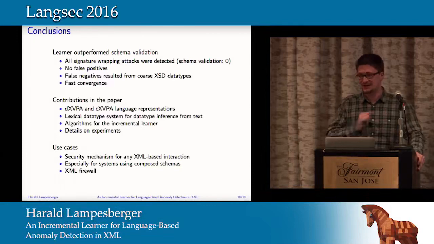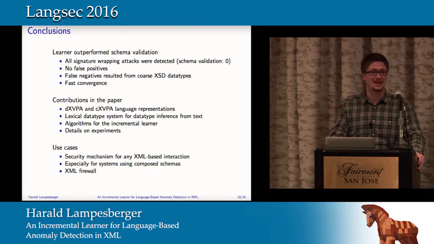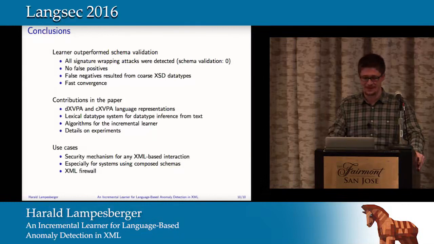This was basically a rough overview of what I did. In the paper, there is, of course, more. There are the specifications for the automata models. There is also the lexical data type system for inferring data types from text, used for the data typed event stream. And there are also the specifications for the algorithms for the incremental learner, and also more details on the experiments, how I put them together.